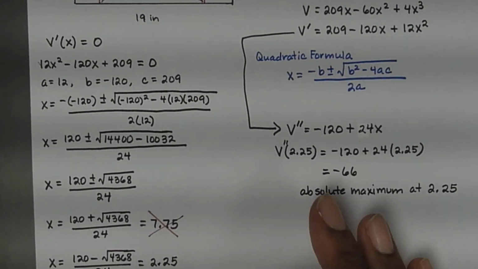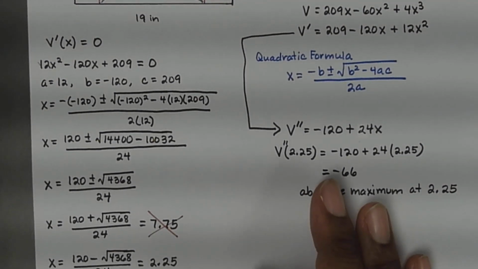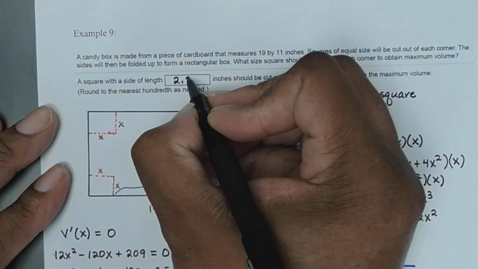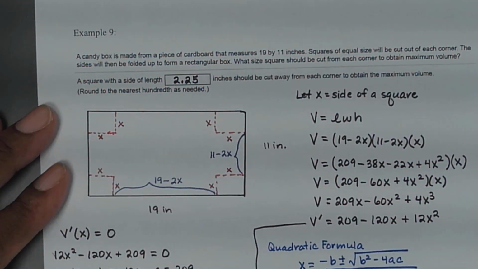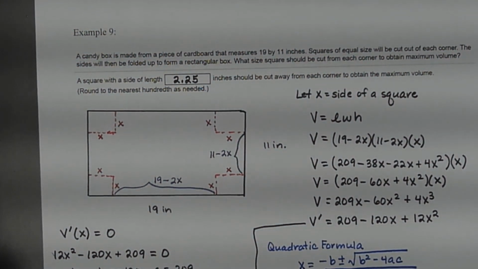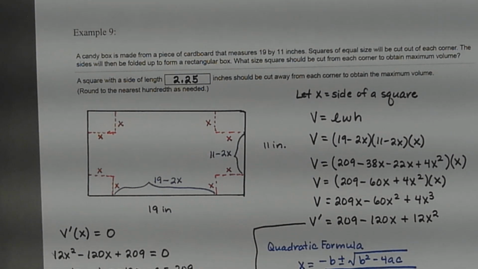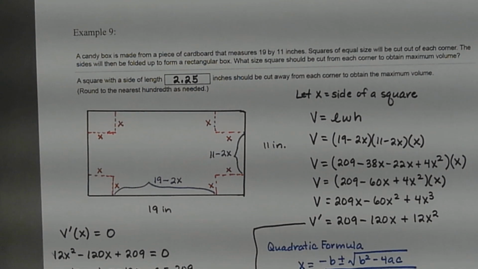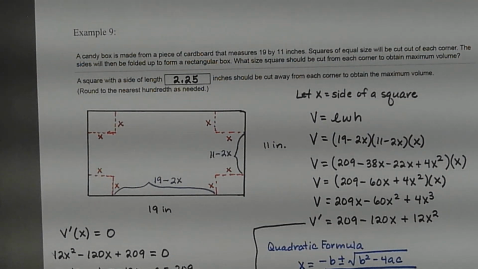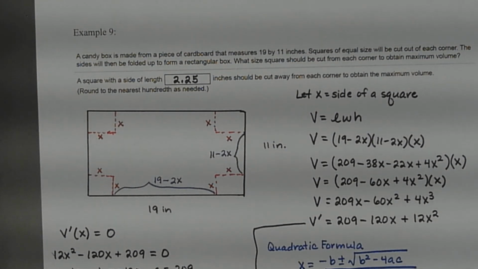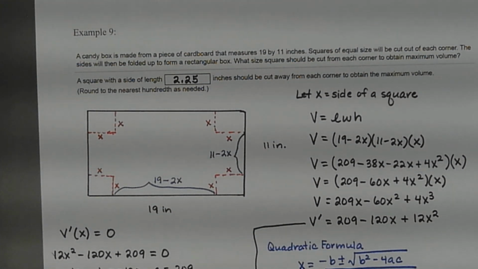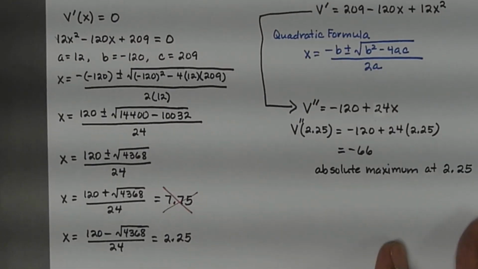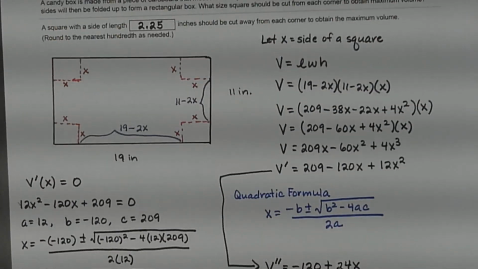So to answer the question here, a square with a side length of approximately 2.25 inches should be cut away from each corner to obtain the maximum volume. Okay. Because we're letting x be the side of a square, so that x value that would satisfy this will have to be 2.25 inches.